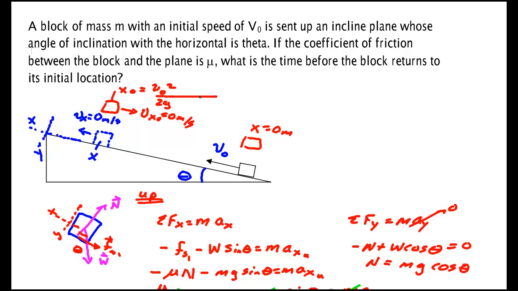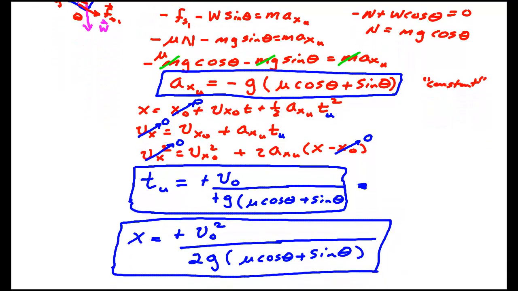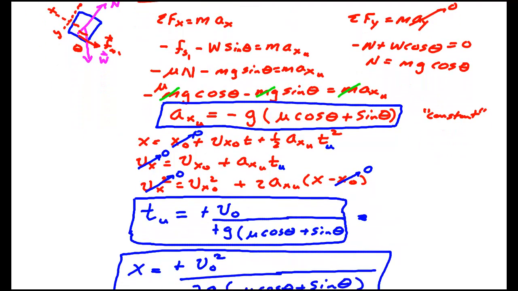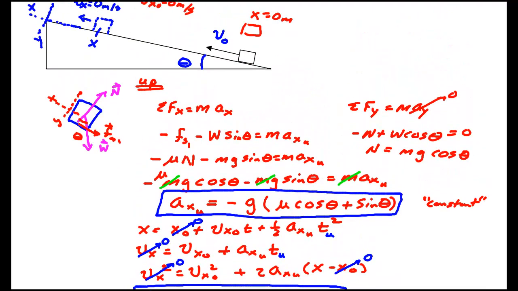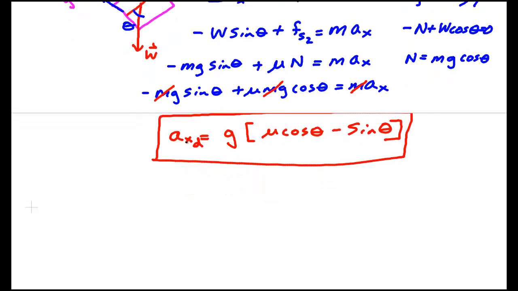And then it had the mu cosine theta plus sine theta, I think. I'll check that just to make sure. Okay. No, I'm sorry. V naught squared over 2g times mu cosine theta plus sine theta. So that's right. So we got another kinematic equation problem, except we got a new acceleration.